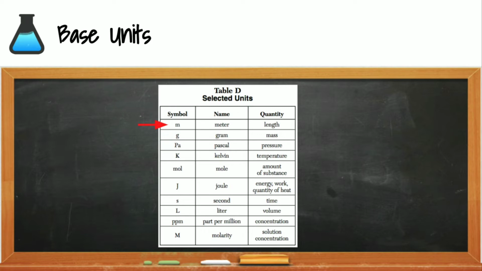So a meter is abbreviated with a lowercase m. A gram is abbreviated with a lowercase g. And a liter is abbreviated with the uppercase L. But you can see that we have other units like the MOL, which is for the mole, and that represents a quantity or amount in chemistry.